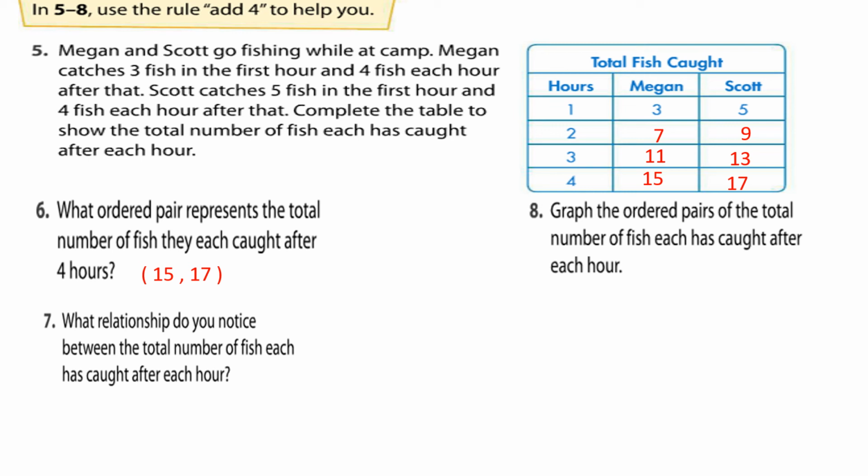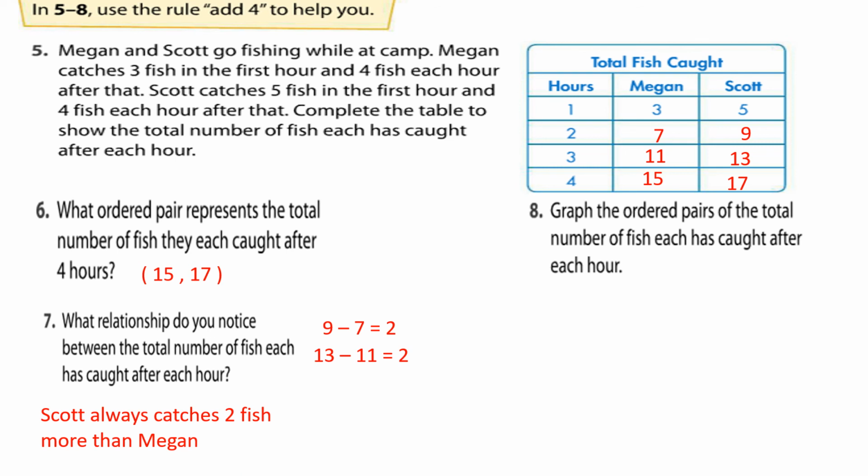So if you subtract 3 from 5, I'll get 2. 9 and 7, I'll get 2. 13 and 11, I'll get 2. So of course you can get the relationship easily here by subtracting, because 9 minus 7 is 2, and 13 minus 11 is 2. If you subtract both numbers for the same hour, you also get 2. So the relationship, you can get it easily by subtracting, which is going to be like that. Scott always catches 2 fish more than Megan.